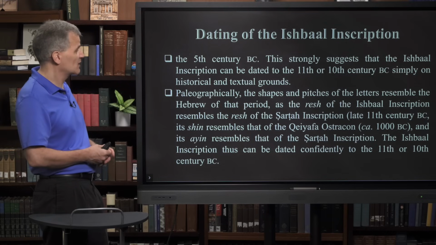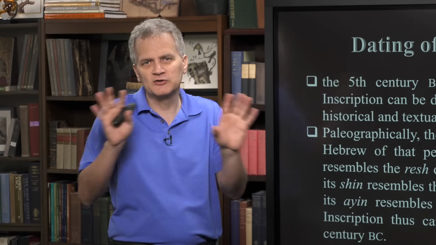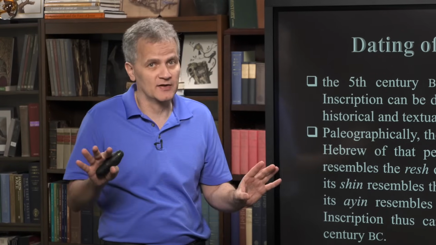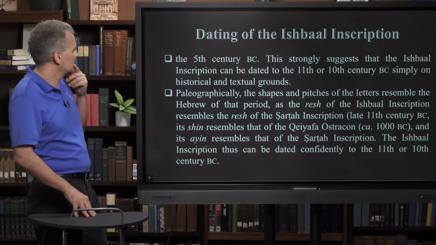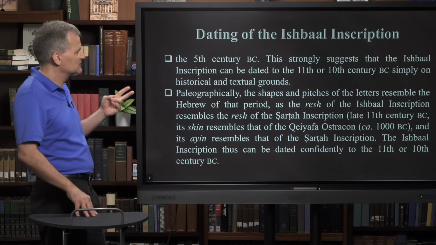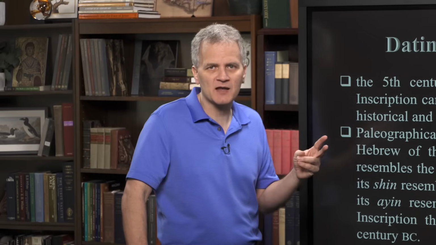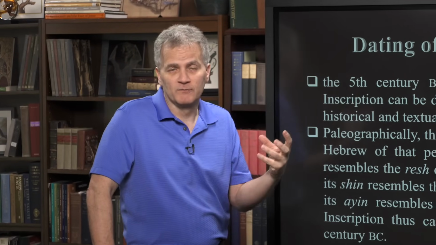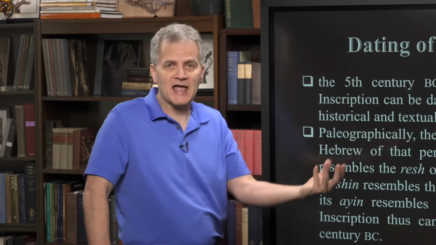This strongly suggests that the Ishbaal inscription, and by the way, Ishbaal and Eshbaal are exactly the same. The vowel difference means absolutely nothing. They both mean man of Baal. So this suggests that the Ishbaal inscription can be dated to the 11th or 10th century BC simply on historical and textual grounds.